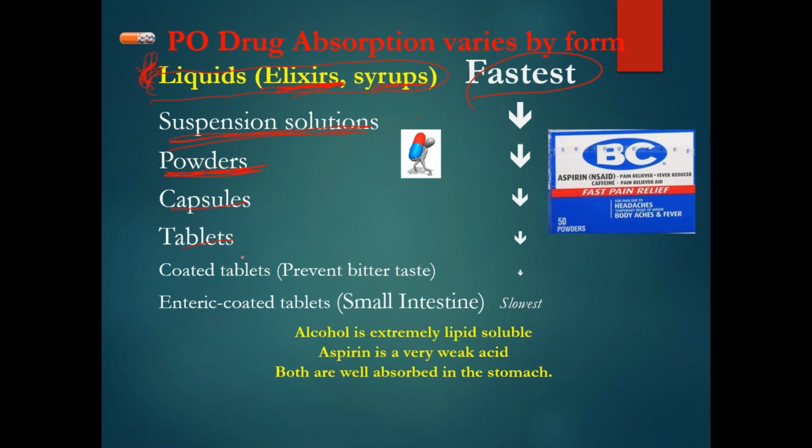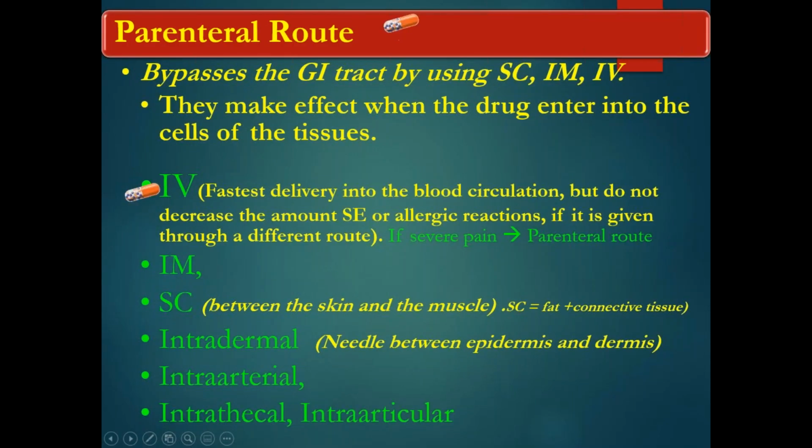Coated tablet. That is basically to prevent bitter taste. Enteric coated tablets are to prevent the acidity. But in general, we are going to consider these both. You don't chew it. Don't chew these medications. All right. So IV is the fastest.